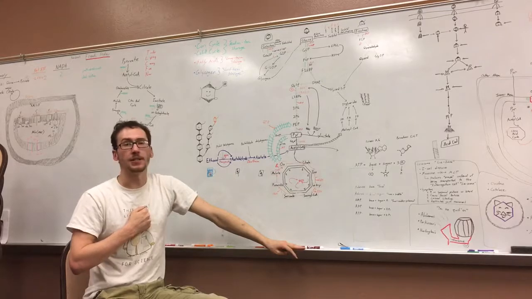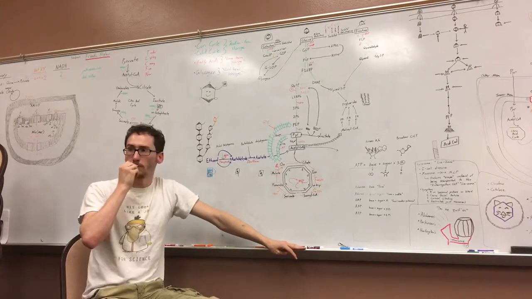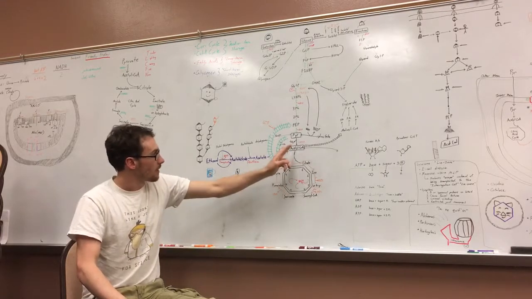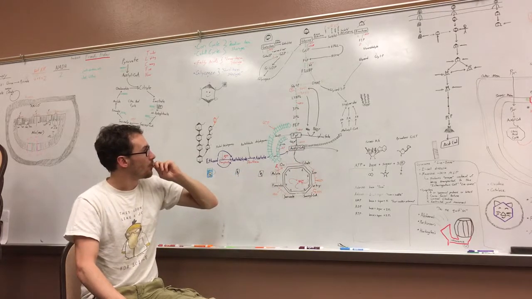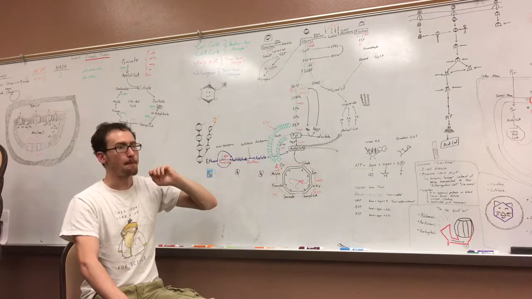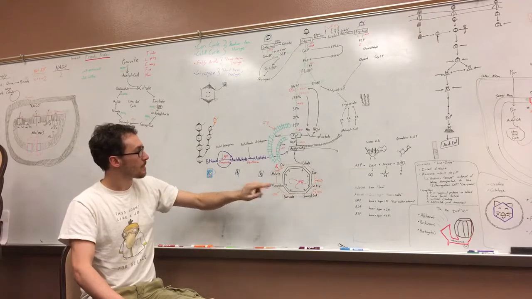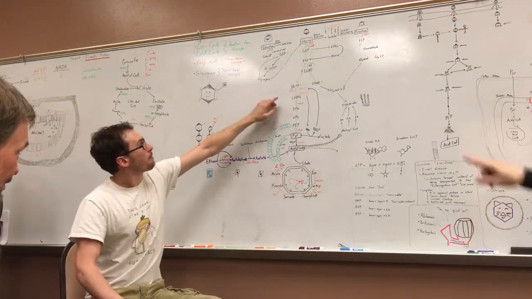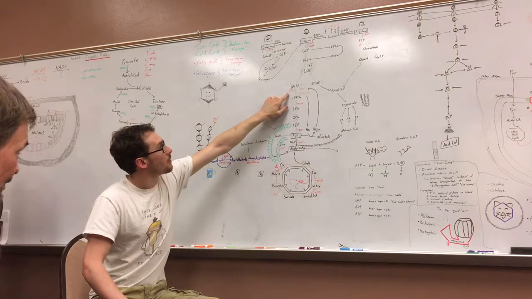Where else is NADH used? Electron transport chain. Yep, to make acetyl-CoA. 1,3-bisphosphate. Just call out some more. Right here, eventually over here. Yeah, once it goes in the cycle. And then up here with glyceraldehyde 3-phosphate.